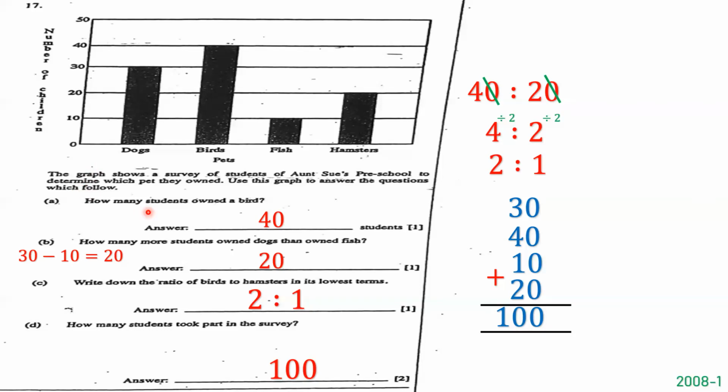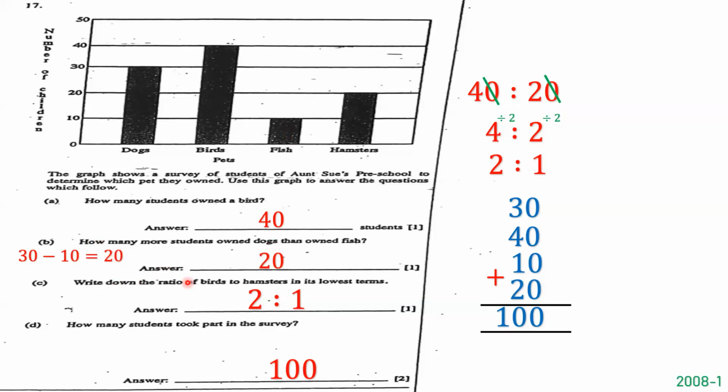A, how many students owned a bird? Well, we can see from the diagram that 40 students owned a bird, right? So the answer here is going to be 40 students. How many more students own dogs than own fish? Well, we first have to figure out how many students own dogs. The number of students that own a dog is 30, and the number of students that own a fish is simply 10. So we have to subtract 30 minus 10, which is definitely 20. So the answer is 20.